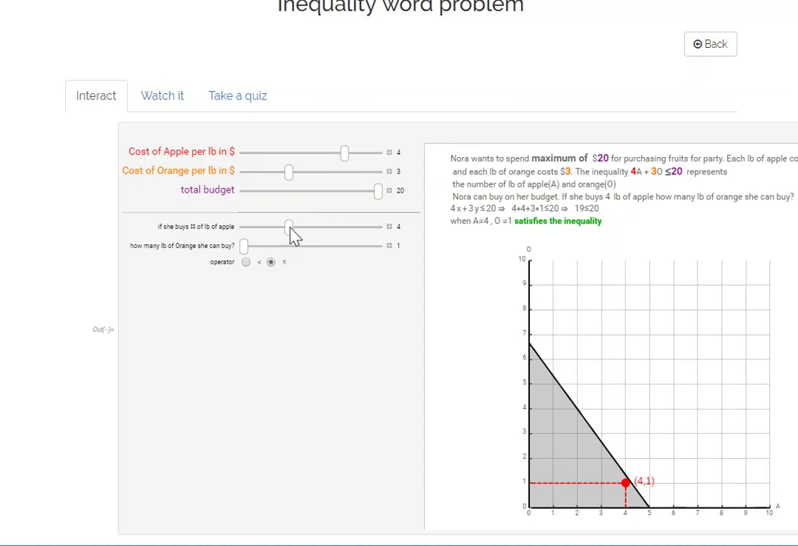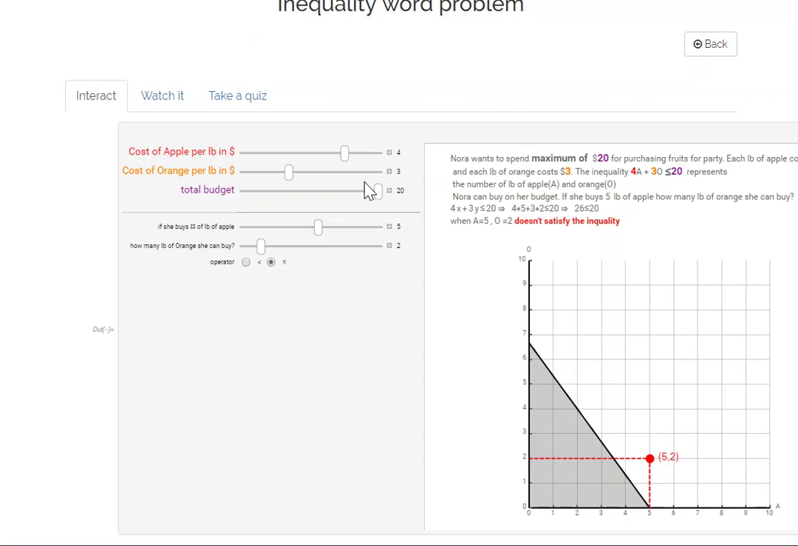So if she buys 3 pounds of apples and buys 2 pounds of oranges, that is represented at point 3, 2, which is lying in this shaded region. So this model illustrates that as long as a point sits in this shaded region, this point will satisfy the inequality. For example, if Nora buys 5 pounds of apples, she can't buy 2 pounds of oranges because now the point is outside of the region.